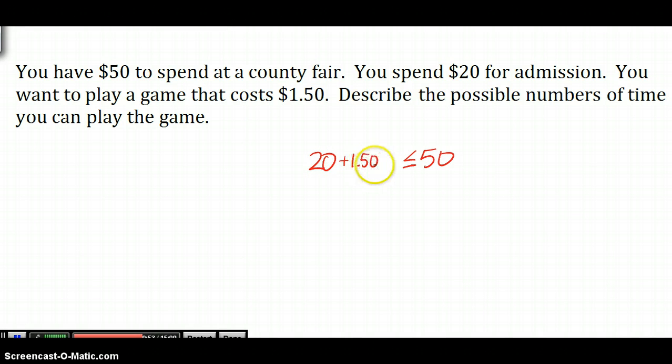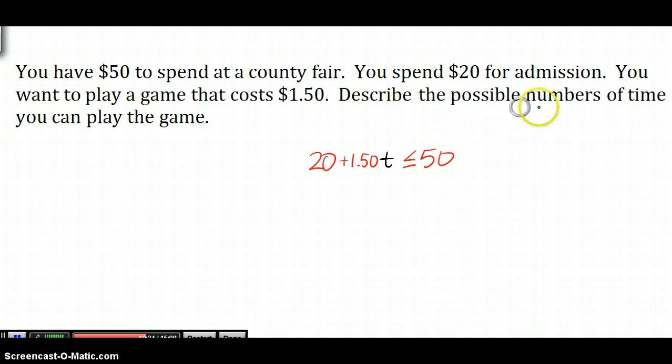And I said your key word is anything that says every time you do something, or it's going to cost this much per every time, that's where your variable is going to go, because if you play it once, you'll multiply times 1. If you play it twice, you're going to multiply times 2. If you play it 3 times, multiply times 3. So we don't know how many times we can play it, so we're going to put our variable there, and I'm just going to put it as t.